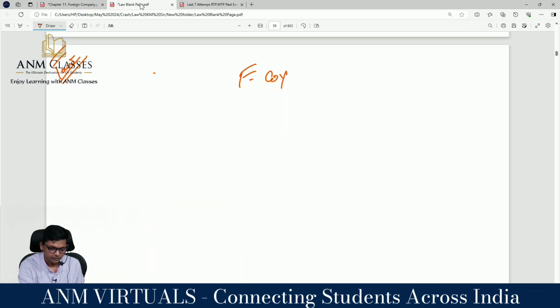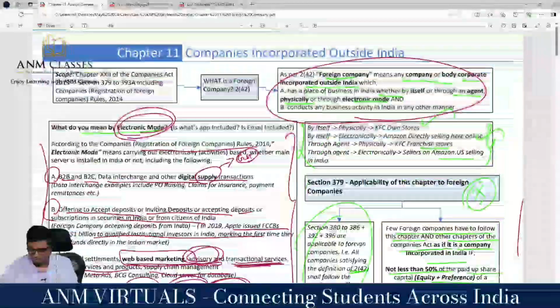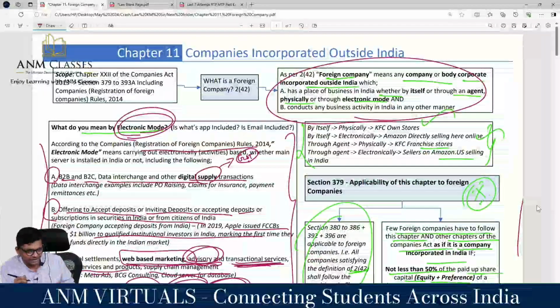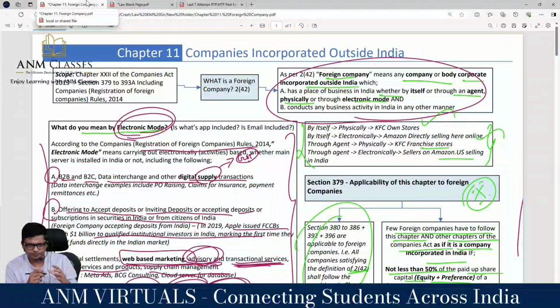Okay, super. Let's quickly revise what we saw in the previous class with the help of our material itself. If it's scribbled already, it's fine. First we saw in Section 2(42), a foreign company is a company incorporated outside India and has a place of business in India by itself or through an agent, physically or through electronic mode. So the very important point is it has what in India? A place of business. It's doing some kind of business in India. Such place of business can be physical or electronic mode. That's what we saw. I gave some examples for that.